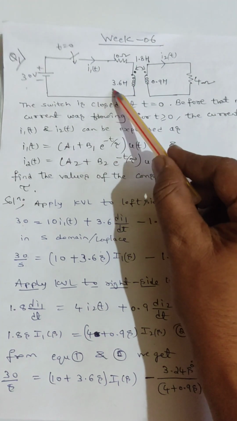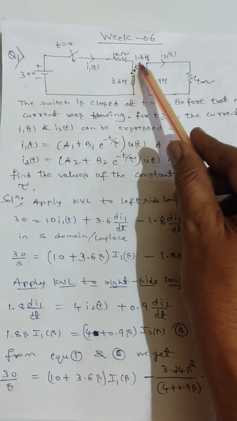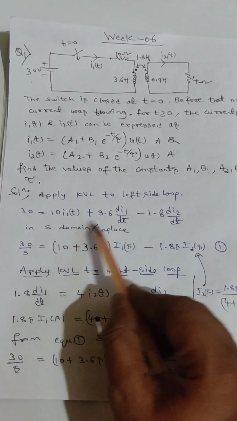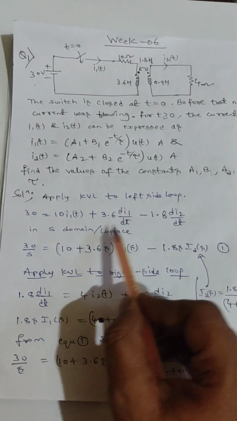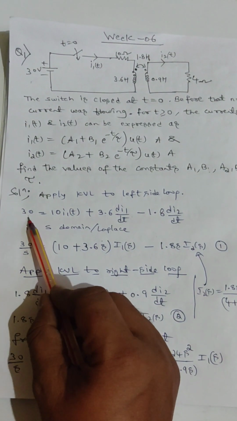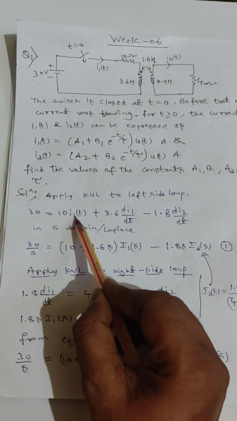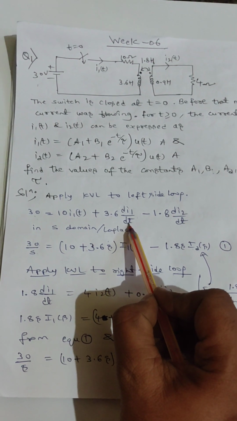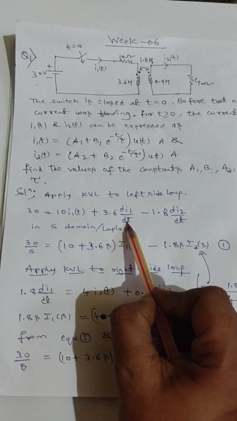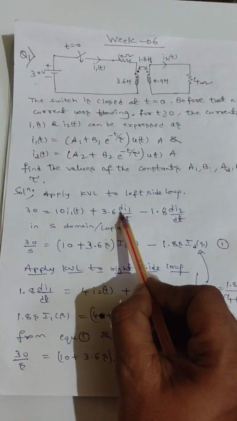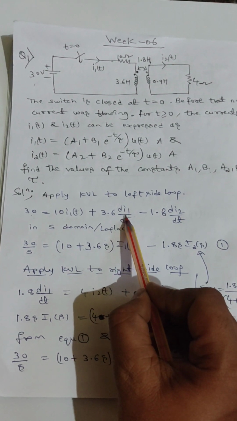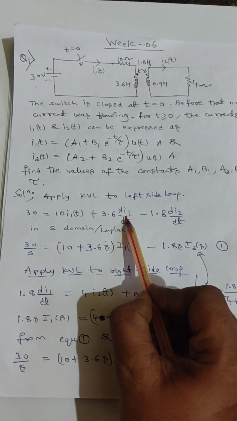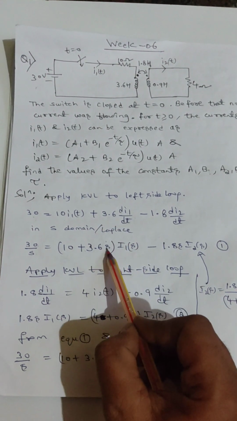For applying KVL to the first loop, the current for this particular inductor will become negative, so minus 1.8 dI2 by dt. Now represent the above equation in the S domain. What is the Laplace transform of constant 30? It is 30 by S. Then 10 I1 of S. What is dI1 by dt? By the time differentiation property, it becomes S I1 of S minus I1 of 0 minus, but I1 of 0 minus is 0. Therefore we can write 3.6 S I1 of S.